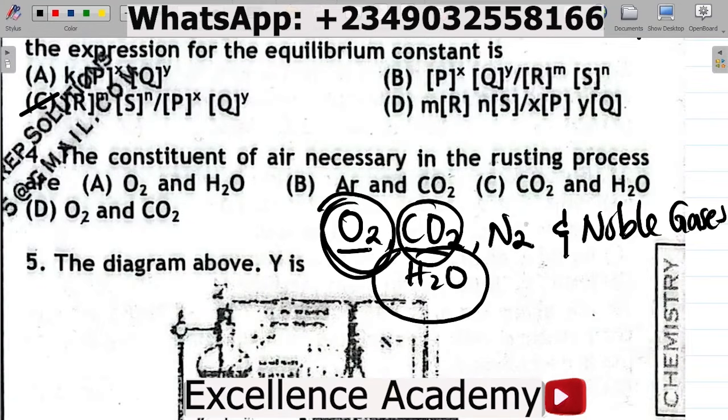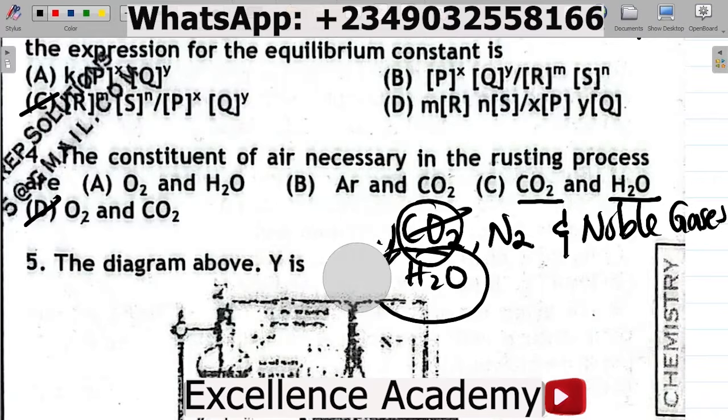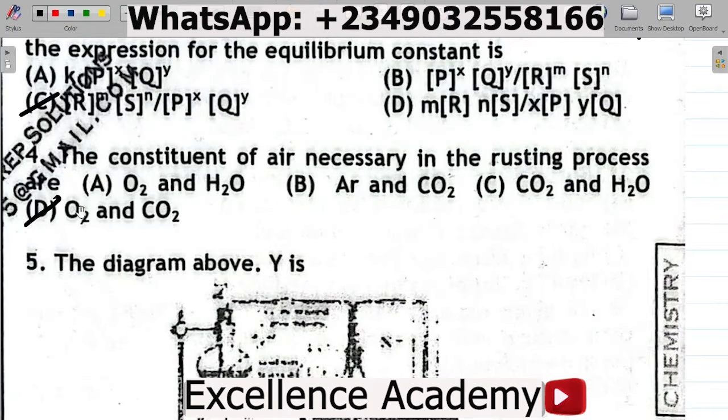So which of these matches the correct options here? You'll be tempted to pick C because you have carbon dioxide and water. But water is not primarily a constituent of air. So instead, we'll pick carbon dioxide and oxygen, which is D. So the correct option there is D. Carbon dioxide and O2, that's oxygen. So that's the correct answer.